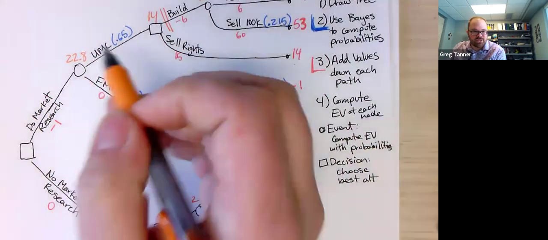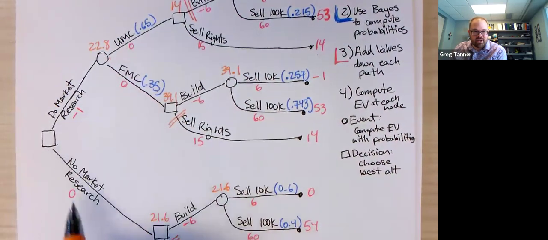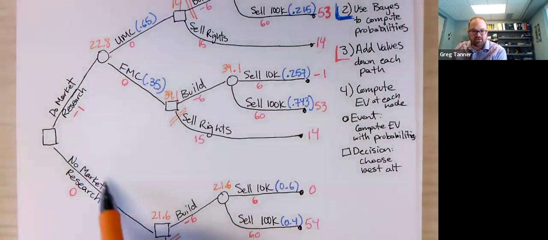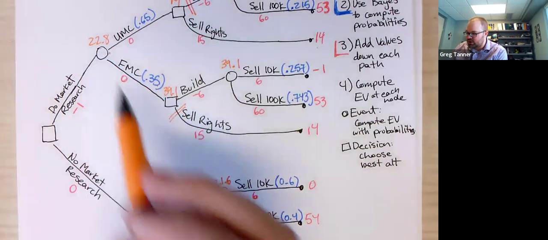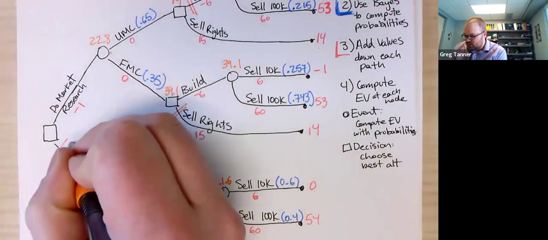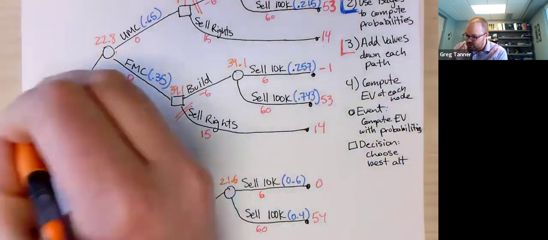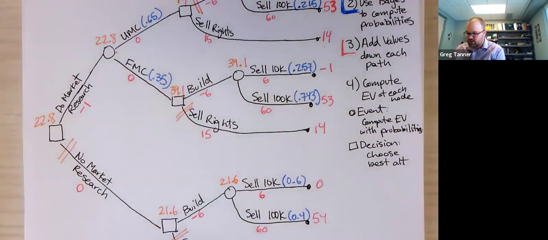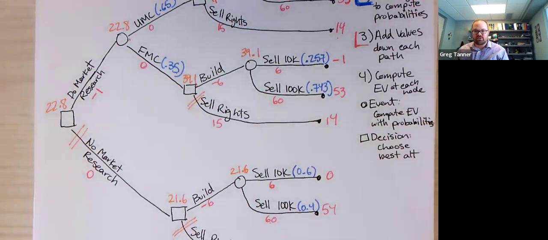Okay, so then we get the 22.8 at this event node, and now we've worked back to where we're ready to do this decision node. We can look down this branch and see 22.8 here. We can look down this branch and see 21.6. 22.8 is better than 21.6. So I'll put a cross through that one, and my overall value of this whole decision tree comes from this node, and that's 22.8. Notice this is one less than the 23.8 that we computed earlier because it incorporates the 1 million cost for research into it.